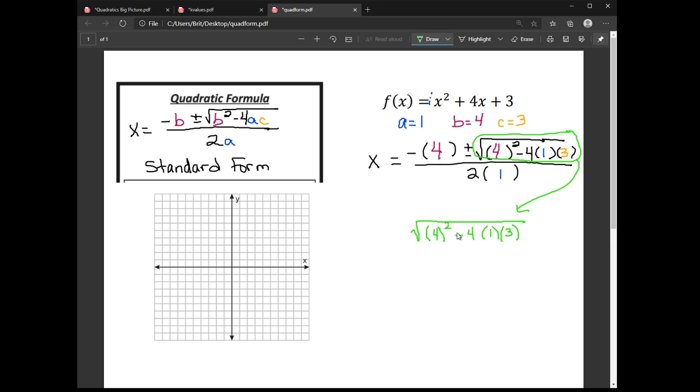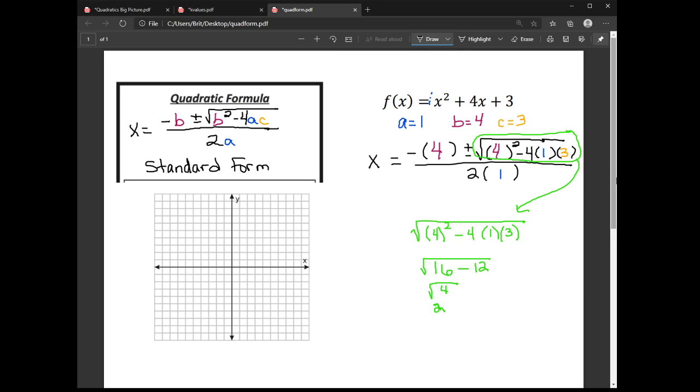Alrighty, so here's my radical. So I will always start by squaring my b here. So 4 squared is 16. And then I'll multiply together this part. So 4 times 1 is 4, times 3 is 12. So this turns into the square root of 16 minus 12, which is 4. And the square root of 4 is 2. So all of this part right here turns into a 2.